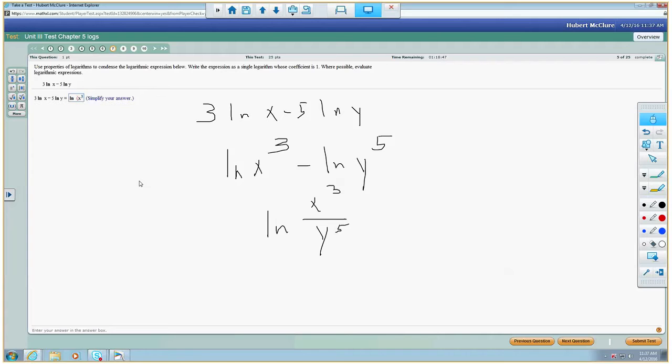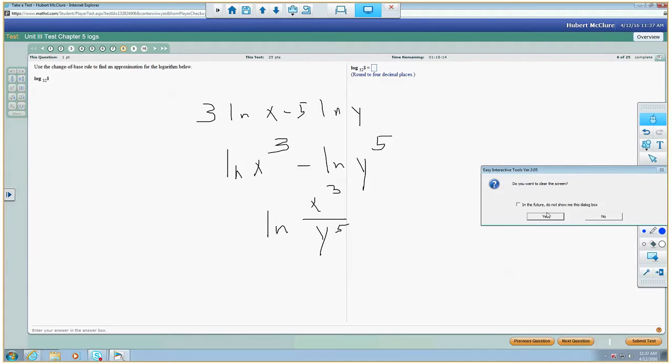I would divide by y to the fifth. That look good? Change the base. Again, it shouldn't be. Darn, I put too many of those on here. I need to change that.